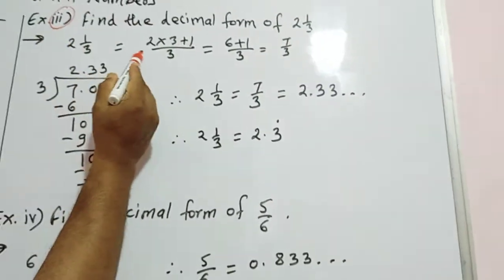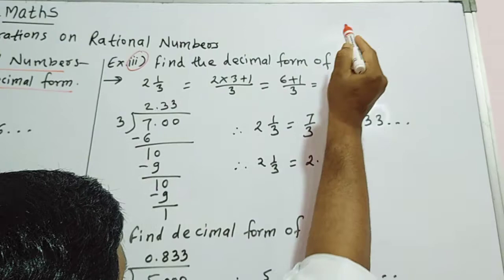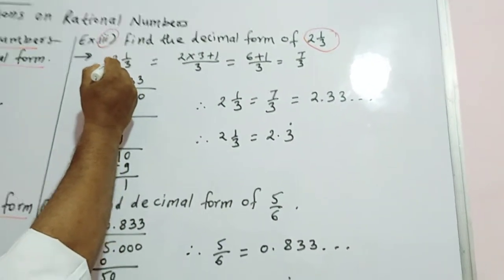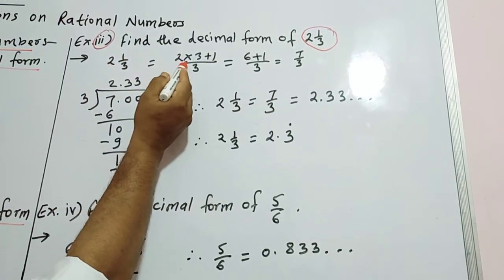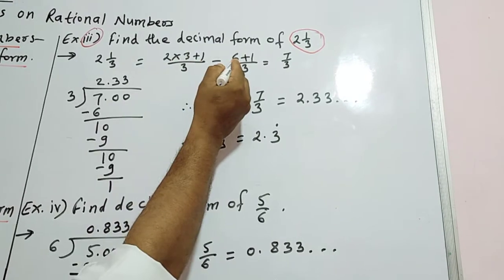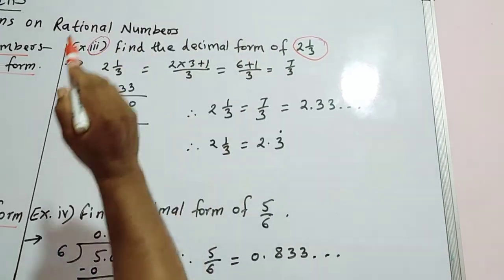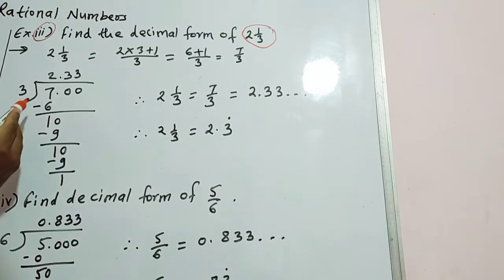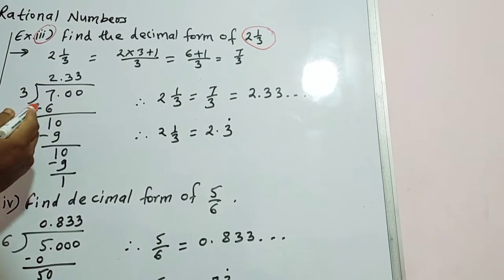Third example is find the decimal form of 2 integer 1 upon 3. Now convert it into fraction. 2 integer 1 upon 3 is equal to 2 into 3 plus 1 upon 3. 2 into 3, 6 plus 1 is 7. The fraction is 7 upon 3. It is a rational number. Now divide 7 by 3. 7 by 3, but take 7.00.